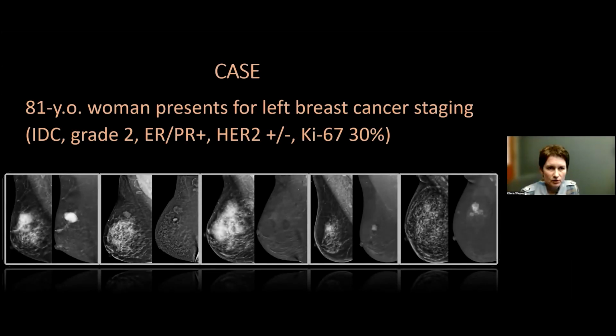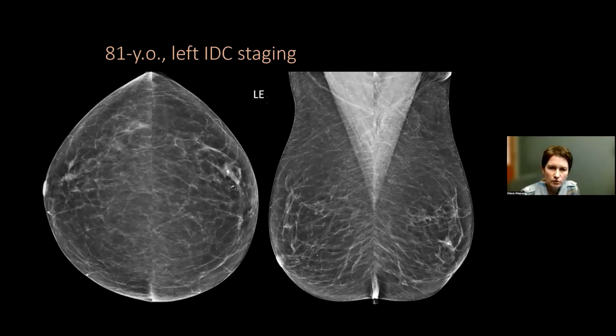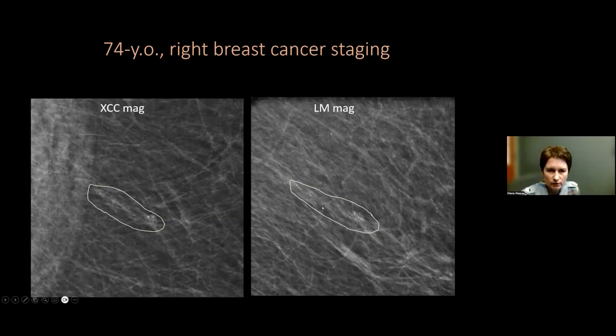This is a case of an 81-year-old woman who presented to our institution for left breast cancer staging. It was an invasive ductal cancer, grade 2, ER positive, HER2 equivocal. These are her low energy images, fatty or scattered fibroglandular densities. On the left, focal asymmetry or maybe a little mass with the clip. On the right, it's hard to see here, but you will have a benefit of magnifying that area. There is an area of regional microcalcifications.